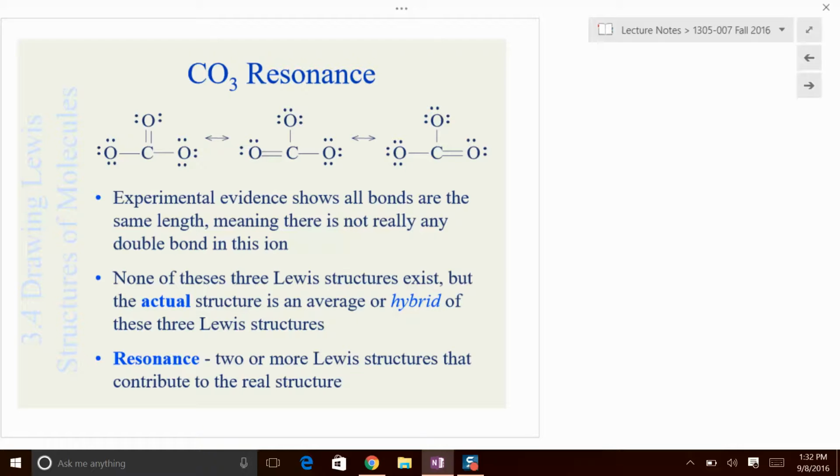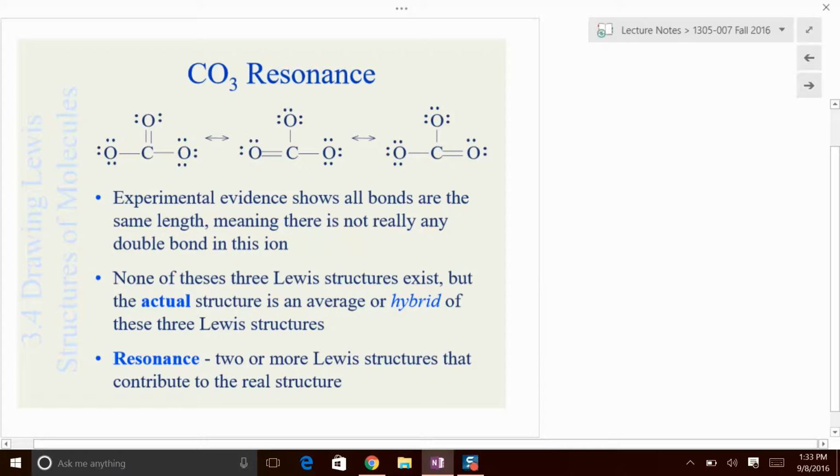And it gets even more strange than that because it's not actually even moving. It's resonating through the entire structure all at the same time. So none of these Lewis structures actually exist. The actual structure is an average or a hybrid of these 3 structures. So resonance: 2 or more Lewis structures that contribute to the real structure. So you have those structures that are contributing to the real one.